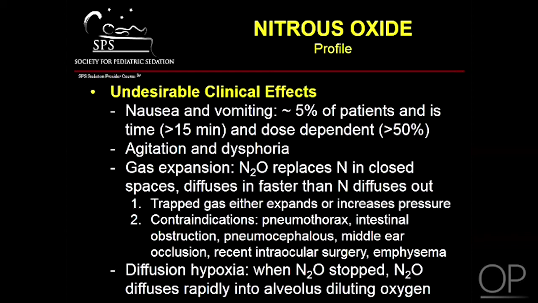Consequently, contraindications for the use of nitrous oxide would be any patient in which a closed space exists and expansion or pressure in that space is contraindicated. Examples of clinical situations in which nitrous oxide is contraindicated include pneumothorax, intestinal obstruction, pneumocephalus, recent ocular surgery, and emphysema.